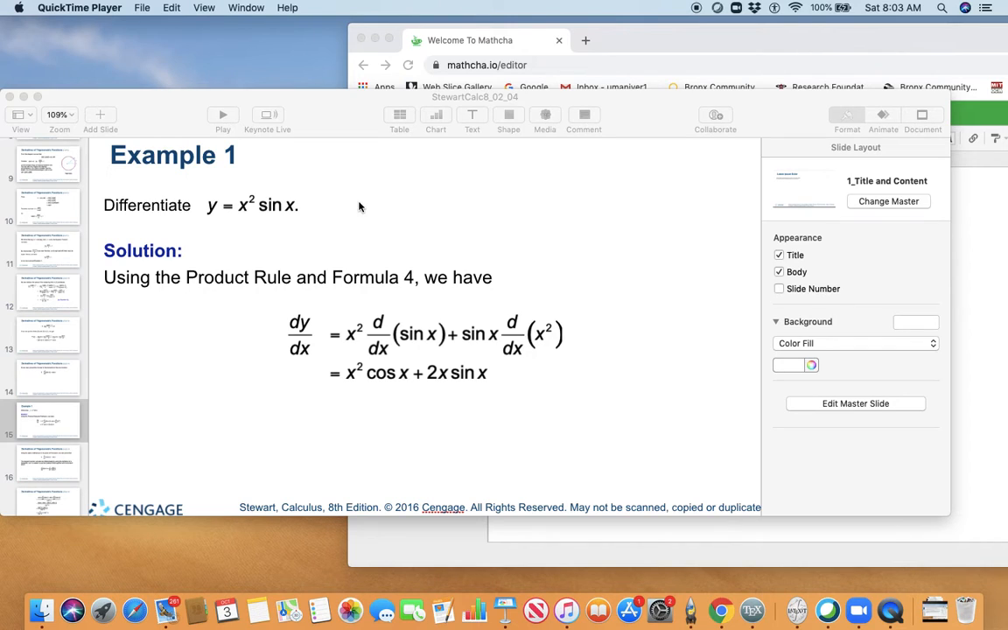So now we can use the derivative of sine to find the derivative of x squared times sine. What do we use? The product rule. The derivative of sine is cosine. The derivative of x squared is 2x. That's all. So the derivative of y, take the derivative of one at a time. You get x squared cosine x plus sine x times 2x.